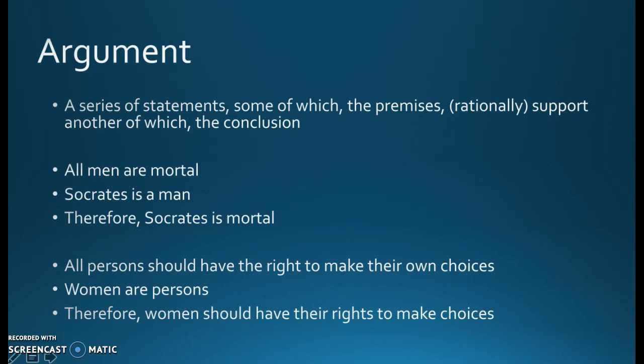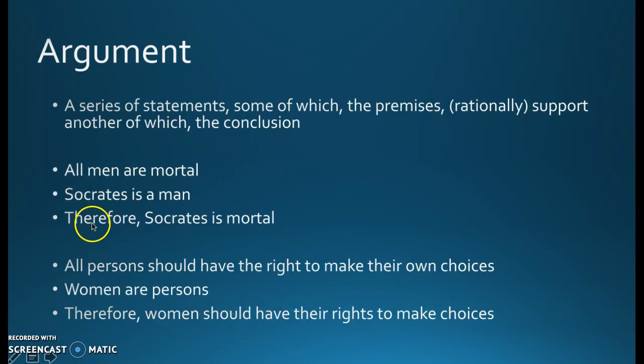Presumably what you have picked out is that the conclusion for the first argument is this: Socrates is mortal. That's what the person is trying to convince you of. And his premises are all men are mortal and Socrates is a man. For the second argument, the conclusion is women should have their rights to make choices, and the premises are all persons should have the right to make their own choices, and women are persons. And so this person is trying to convince you that women should have rights.